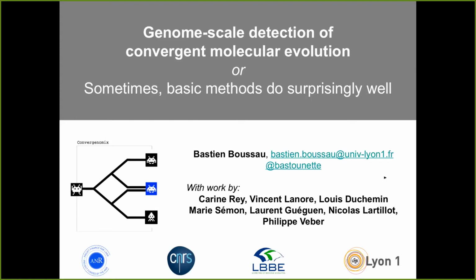So I will be presenting the methods that have been used so far to detect convergent genomic evolution. And I will also tell you about what we are trying to do to improve those methods. What we found so far is that sometimes basic methods do surprisingly well. This is work that I've done with Karine Ray, Vincent Lanor, Louis Duchemin, Marie Sémon, Laurent Guéguin, Nicolas Lartiot, and Philippe Weber, most of them working in Lyon.